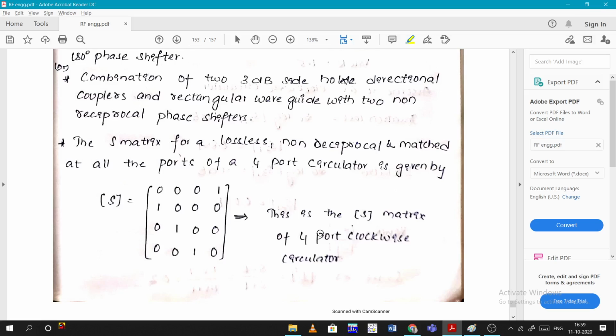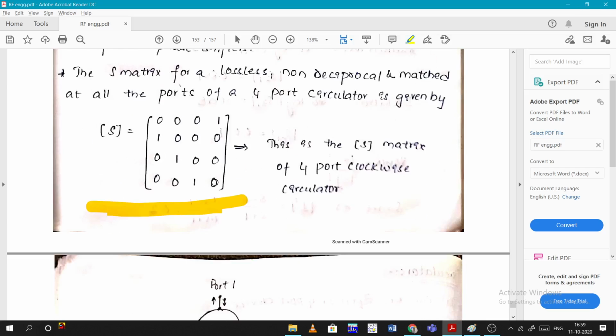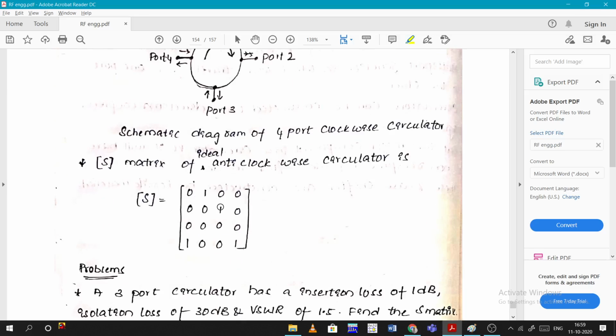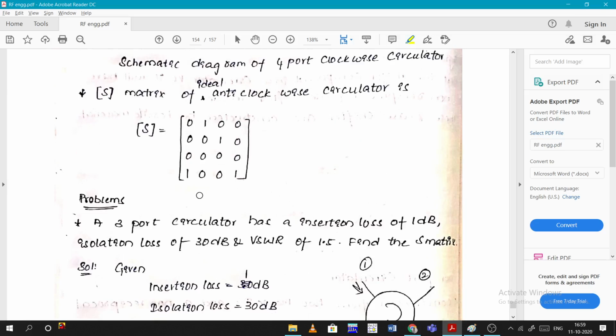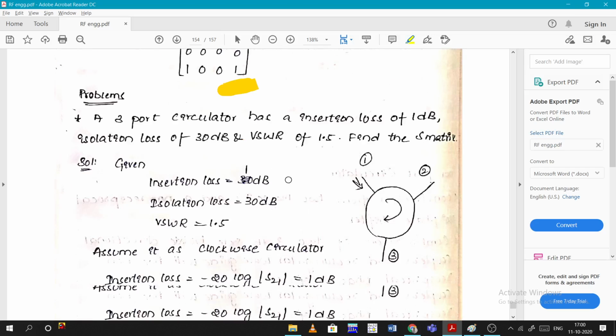For the clockwise circulator, the S matrix will look like this. This S matrix is lossless, non-reciprocal, and matched at all ports. Circulators are non-reciprocal. Even though it is a 4-port, it is non-reciprocal, because we can't use a clockwise circulator as an anti-clockwise circulator. So this is how it will work. Now coming to the anti-clockwise circulator, the S matrix will look like this. So the problems are the same.